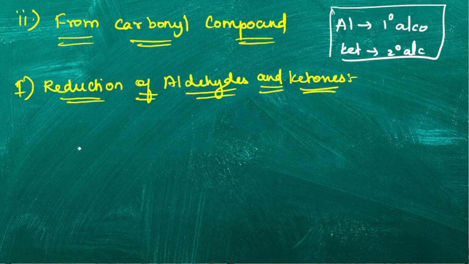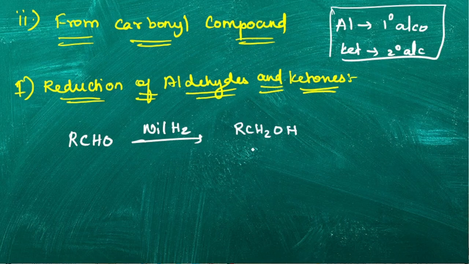Now, reduction of aldehydes and ketones. First I am taking the aldehyde. RCHO is the aldehyde, right? CHO is the aldehyde group, and with any R, that is alkyl group, RCHO makes an aldehyde. When the aldehyde reacts with Ni in the presence of H2, you get the primary alcohol RCH2OH. RCH2OH is a primary alcohol.